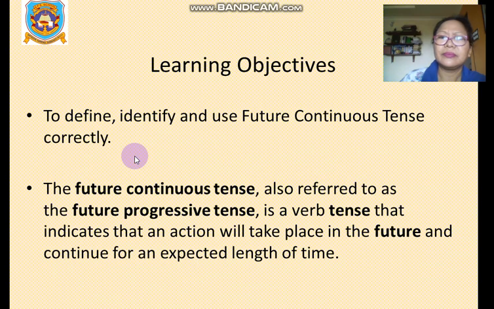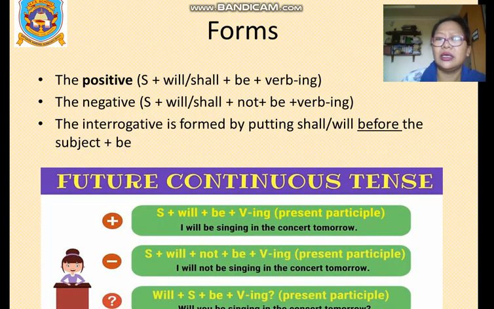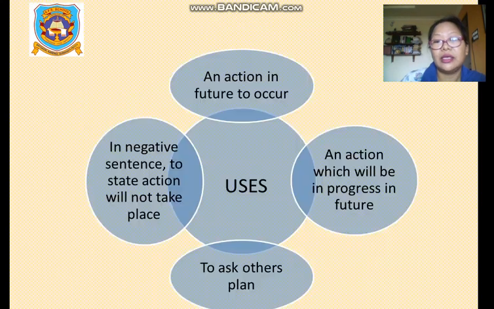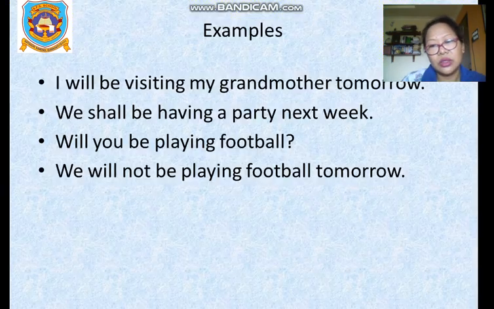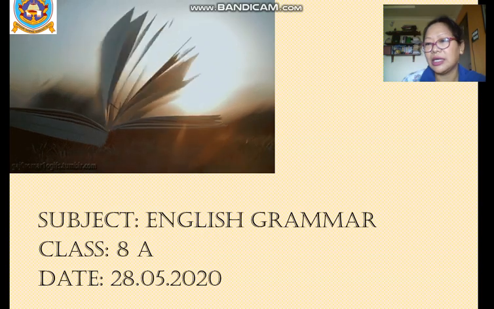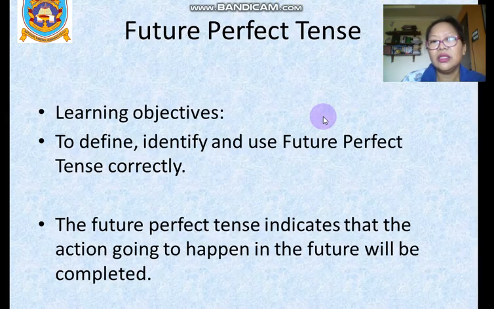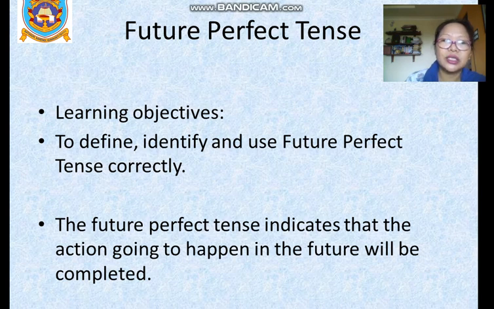Remember this. We learned how to form sentences with future continuous tense. Then we learned the uses of future continuous tense with the help of some examples. So this is what we learned in the previous class. Today we will learn future perfect tense. Our learning objective would be to define, identify and use future perfect tense correctly.